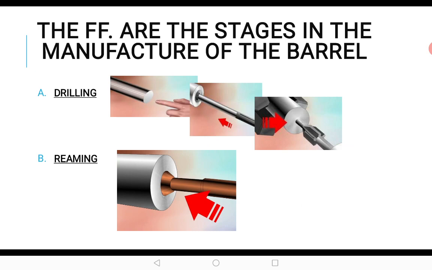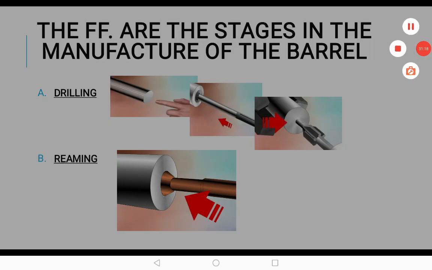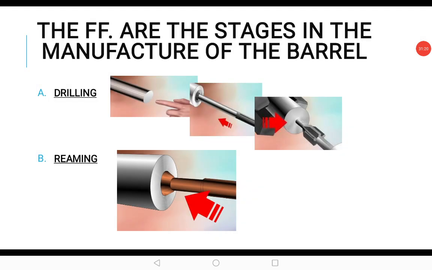Okay, another is the reaming. Okay, the reaming, the next stage, the reaming. So it is the process where some of the scars or scratches left by the drilling operation are removed. Okay, yung reamer, it removes the metal from the entire surface. Okay, because it is slightly larger in diameter than the drill, it completes the bore operation. Okay, it includes roughing, finishing and burnishing reamer to have a smooth barrel.